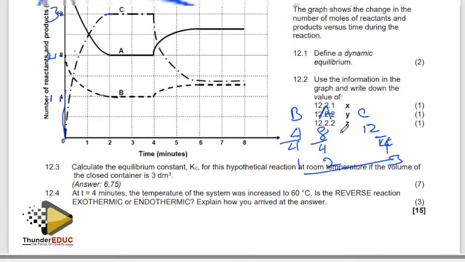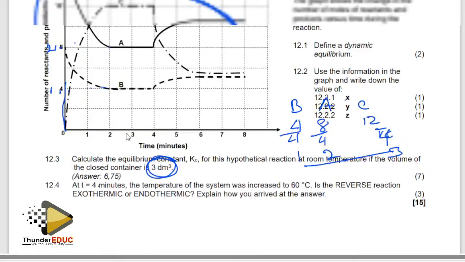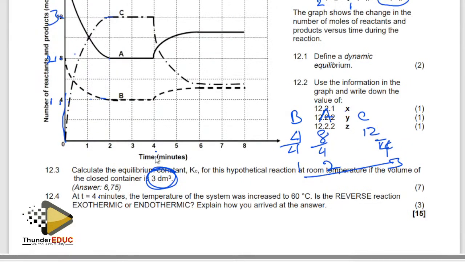Then after that they ask you the constant hypothetical volume closed system. So now you have the volume. This is the one which we use to divide at 4 minutes, at 4 minutes here. The temperature of the system increased to 60. When you increase the temperature, what does it mean? Does it favor the reverse reaction or the forward reaction?